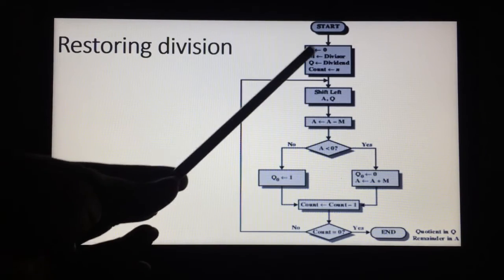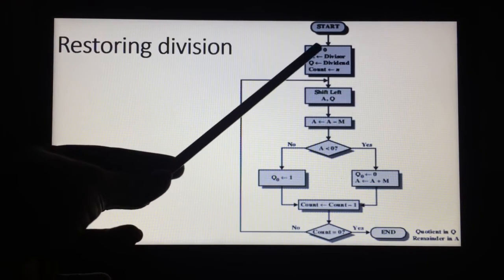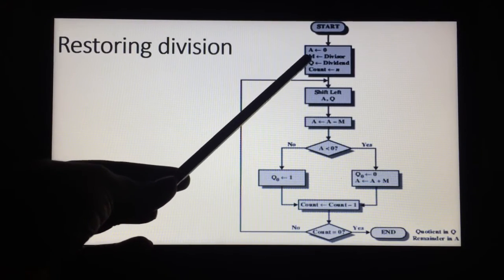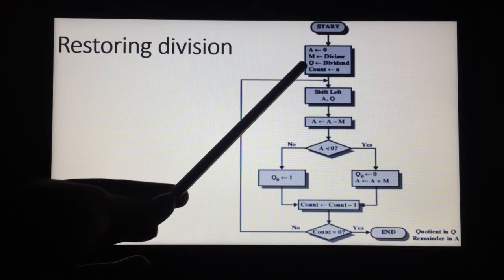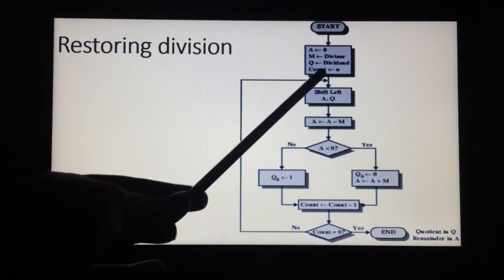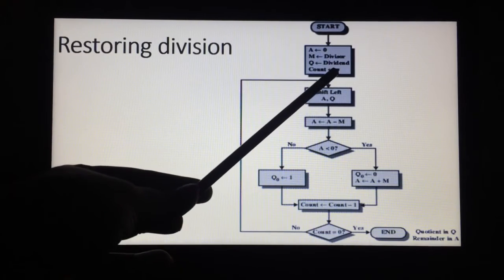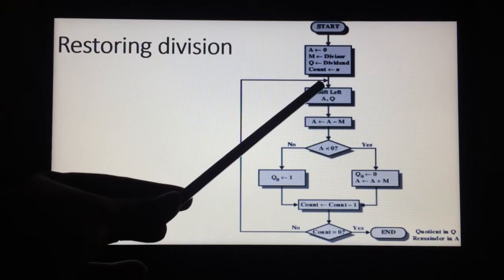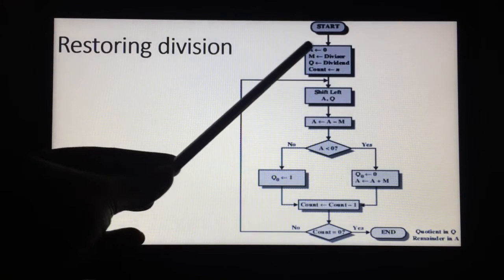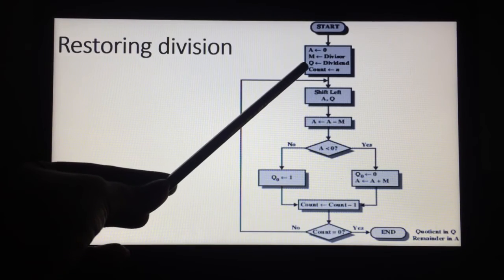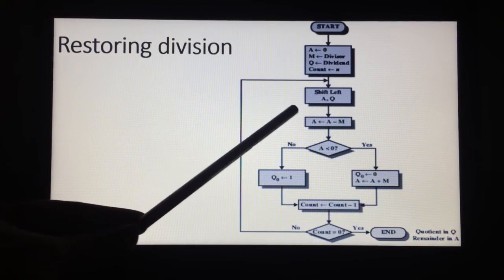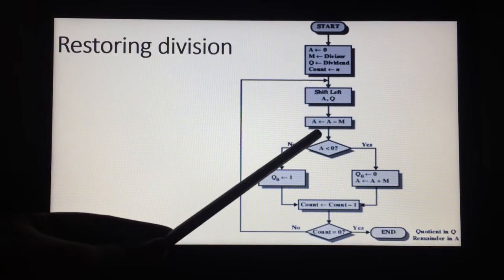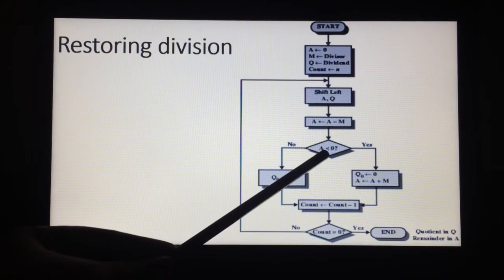Okay. Same as in multiplication, here also we have an accumulator register A, and next M is the divisor, Q is the dividend, and count is N, the number of bits. Next we shift left A and Q, that is the accumulator and Q, and then we perform A is equal to A minus M, and then we check whether A is less than 0.